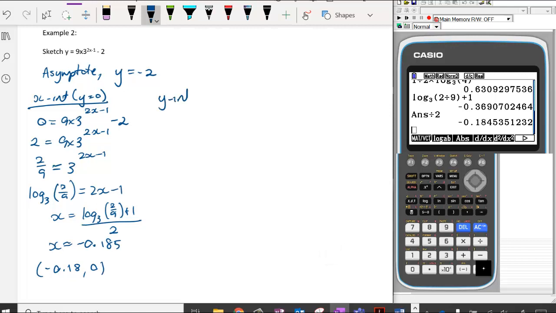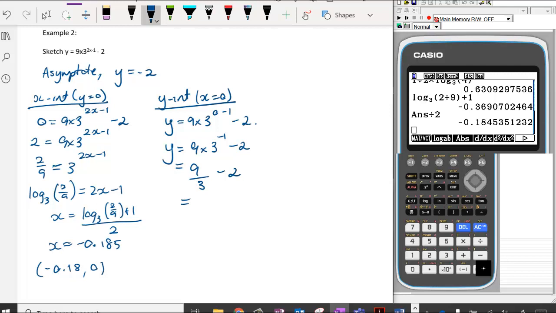And our y-intercept, when x is equal to 0, we've got y is equal to 9 times 3 to the power of 0 minus 1, minus 2. So y is equal to 9 multiplied by 3 to the negative 1, minus 2, which is 9 over 3, minus 2, which is 3 minus 2, and is 1. So the y-intercept is 1. When x is 0, y is 1.